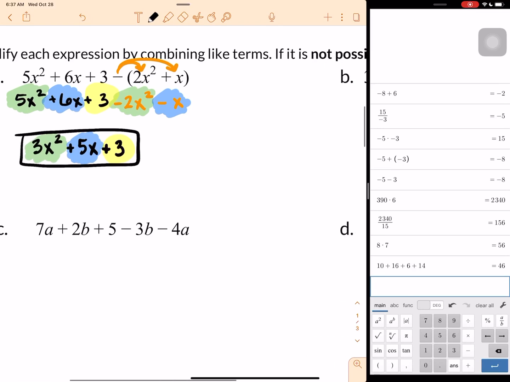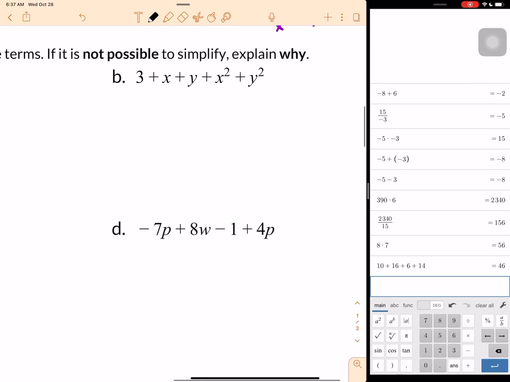Okay. So now here's part B. I'm going to start trying to look for some like terms. So first I'm going to start with just the lowest letter in the alphabet, but the highest exponent. So my first one will be x squared. There's no other x squared terms. And then the next one is going to be the x. And there's no other x terms, so I'm just going to write that one down, plus x.